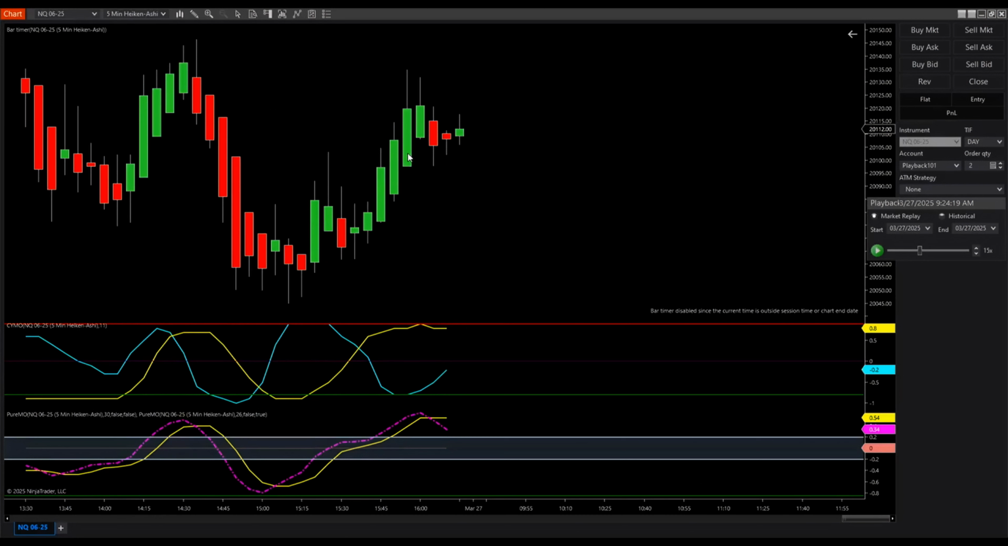All right, so 5, 4, 3, 2, 1. I'm playing this bad boy back at 15 times the speed of the market. Let's do this. I'm going to run this till about maybe 1 p.m. here on the timer. And I'll be stopping to kind of give you guys a little bit of color on how this works, okay?